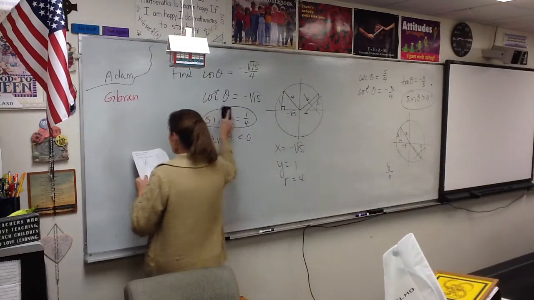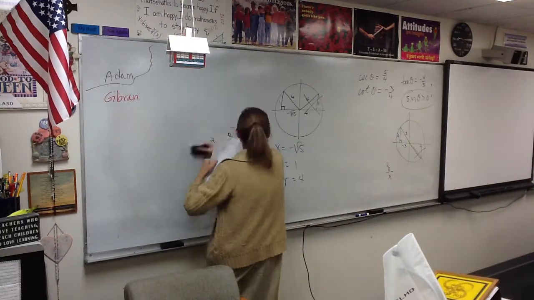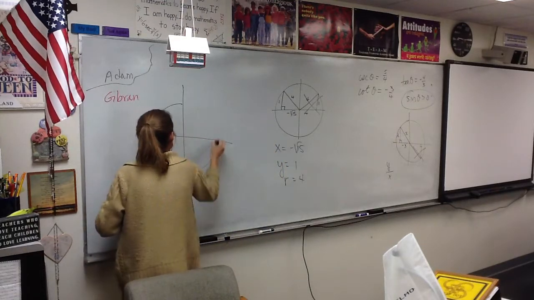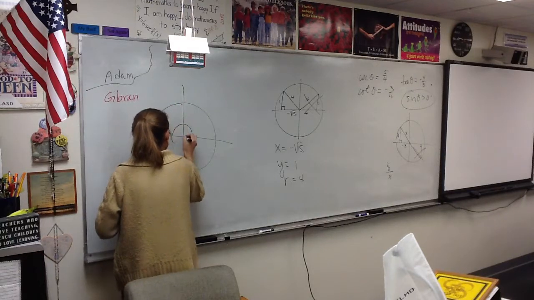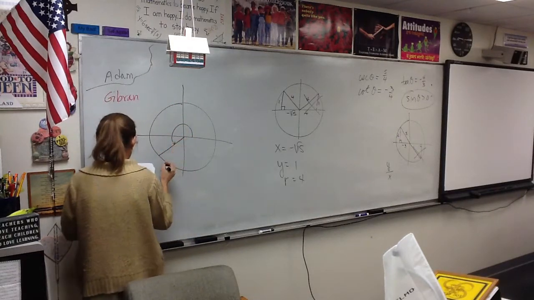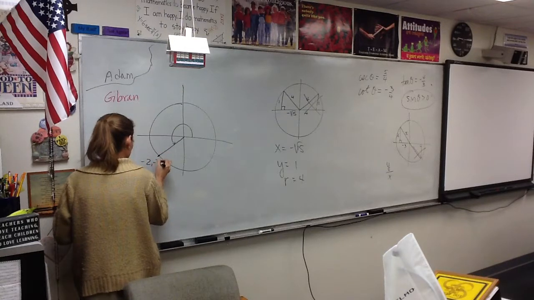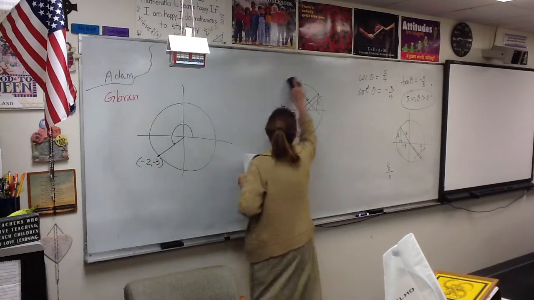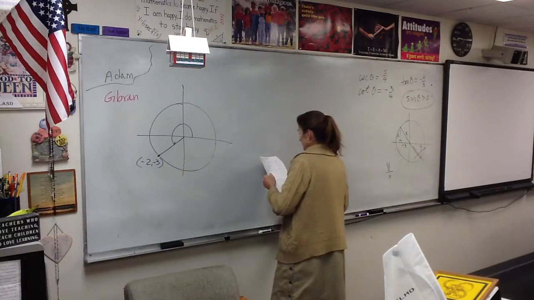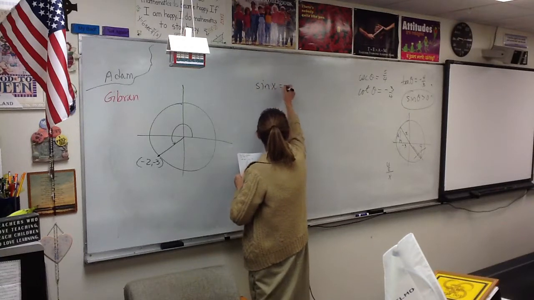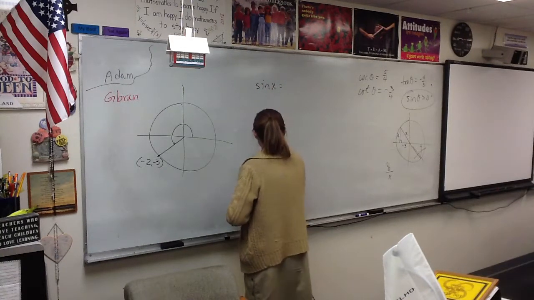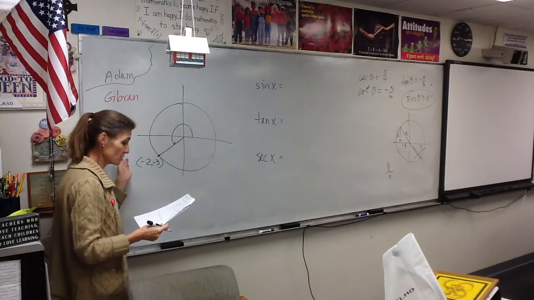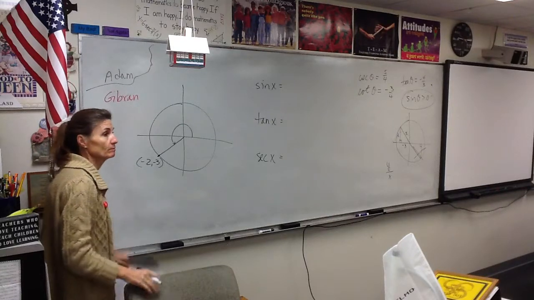First question says, given the angle as shown. So the angle that's shown is this one, and we want the sine, tangent, and secant. All right, so this is what's drawn on the page. Where do we go from here?